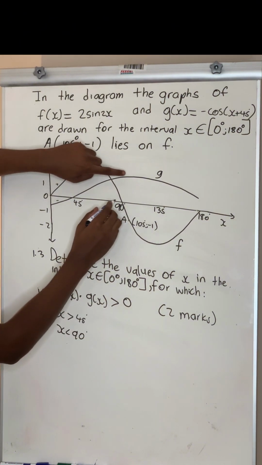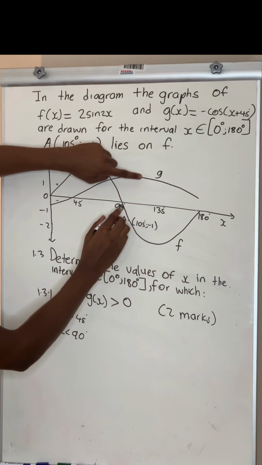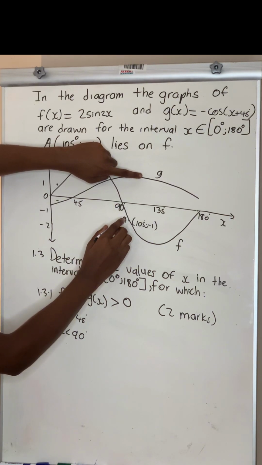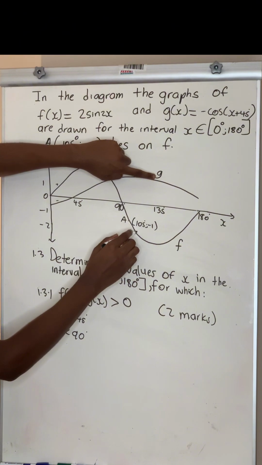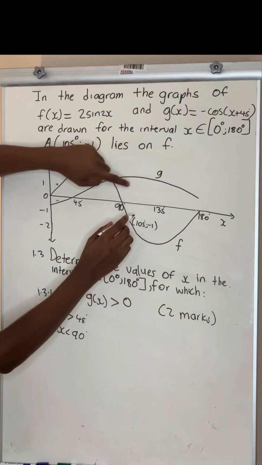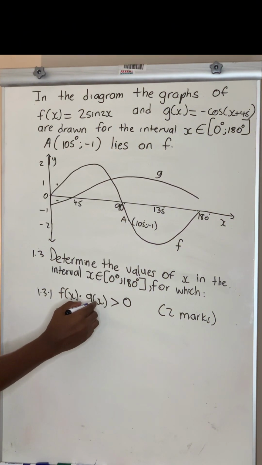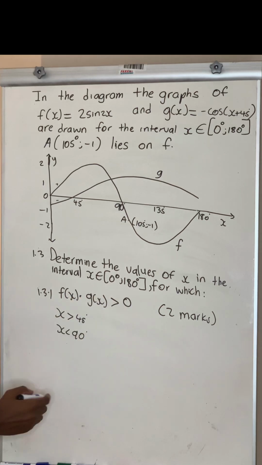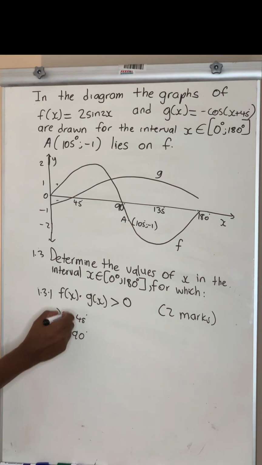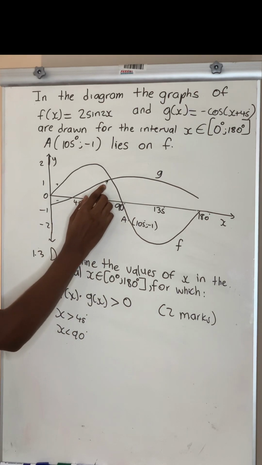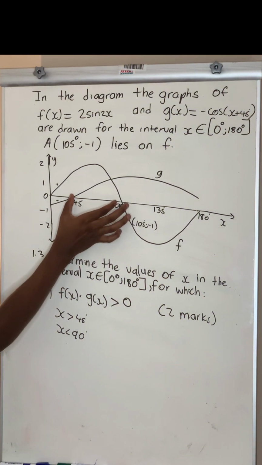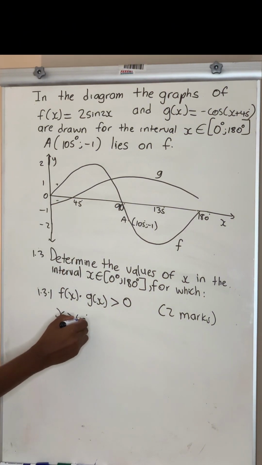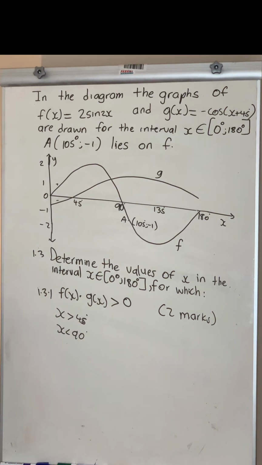Now when you carry on moving along the x-axis, you can see that this function is now becoming negative, this one is still positive. Again, when you multiply a positive and a negative, you get a negative output. We are looking for x values that give us a positive output. So it's all values of x that are greater than 45 degrees and less than 90 degrees. So it's in this domain. x greater than 45 degrees, x less than 90 degrees. So this is your 2 marks, you are done.